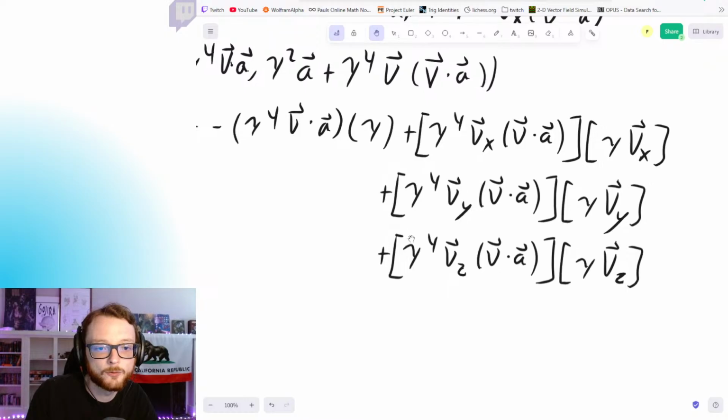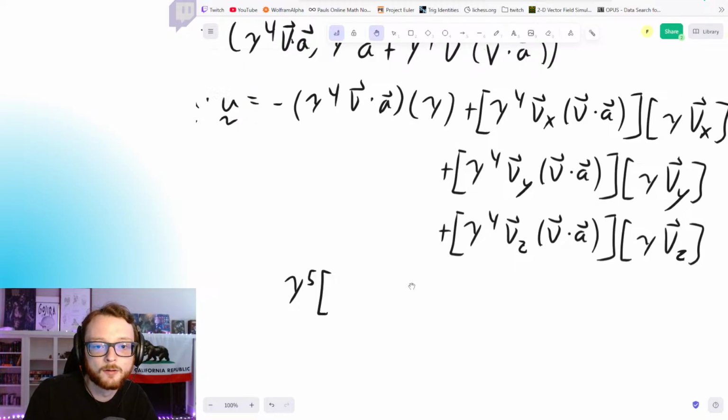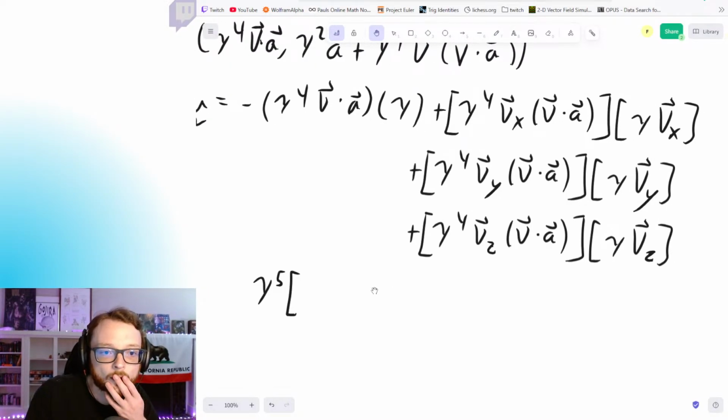I guess we don't know it can equal 0 yet. I don't want to factor it, yeah. Yeah, we can factor the v dot a out of those final three terms. Can we bring it out of them all? Yeah, let's bring it out of all of them. Good.